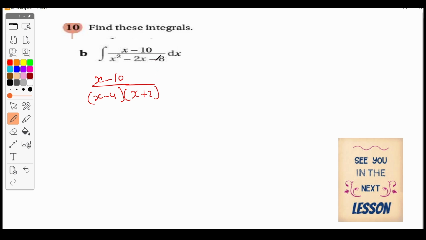Negative 4 times 2 is negative 8. The sum of negative 4x plus 2x is negative 2x. Okay, so this is the factorization of this. You can also factorize this one using your calculator. Mode 3.3, you can factorize this one like this. So this one will be equal to a over x minus 4 plus b over x plus 2.